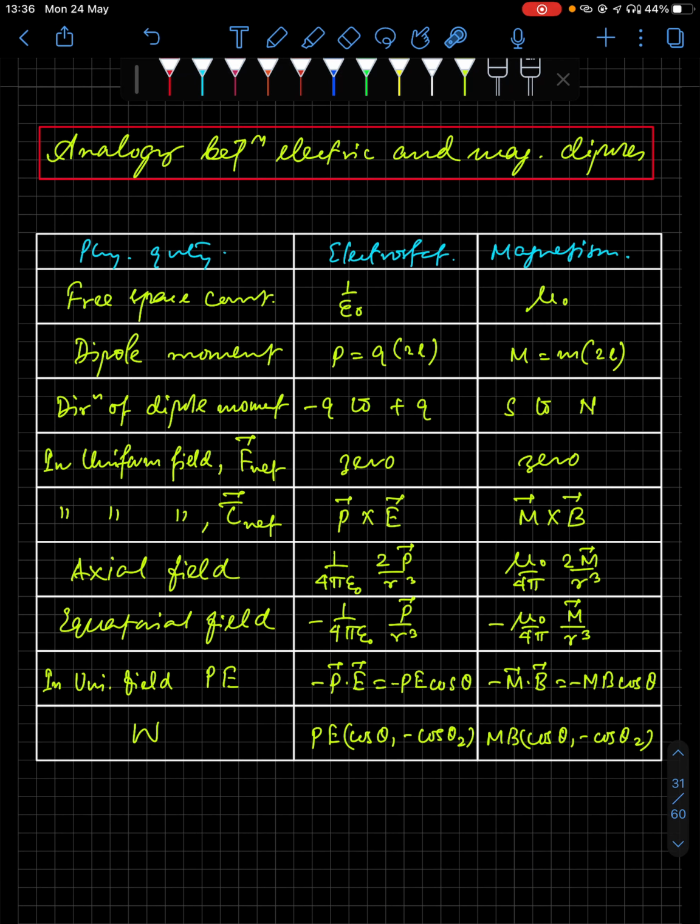Now there are some analogies placed between electric and magnetic dipoles, and these are presented in a very simple manner. If you go through them, I hope you'll understand. In case you do not, then text me and I'll respond.